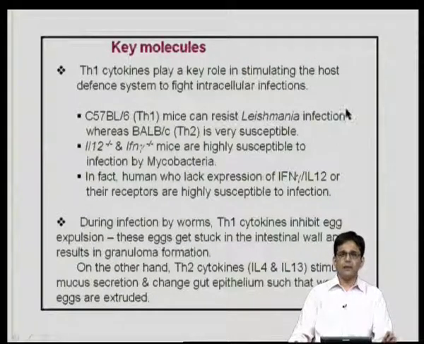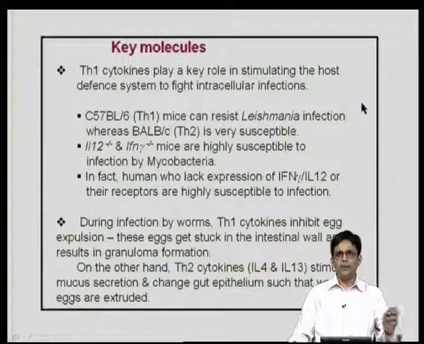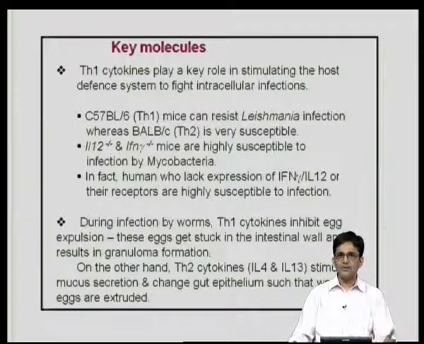The other factors that are involved are the cytokine patterns. So, for example, Th1, Th2 responses. In case of Leishmania infection, for example, C57 black 6, which is primarily a Th1 producing strain that produces high amounts of Th1 cytokines, is able to resist Leishmania, whereas Balb C are more susceptible because they tend to be Th2.